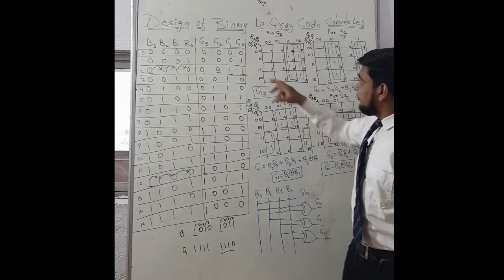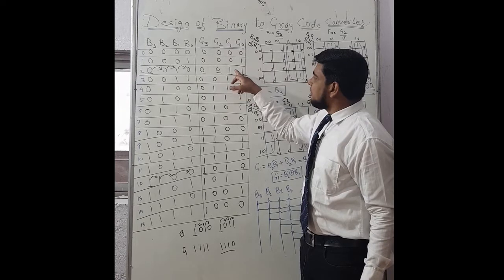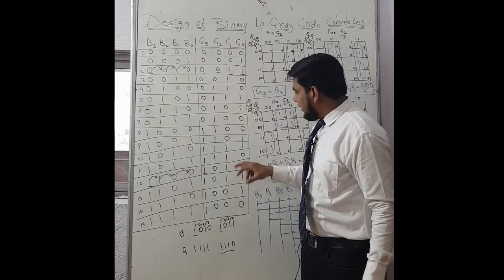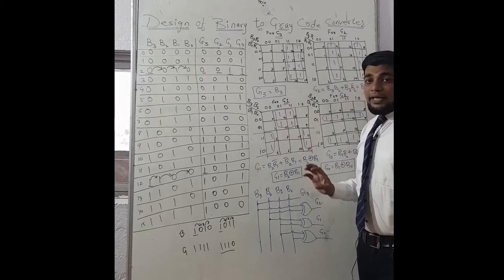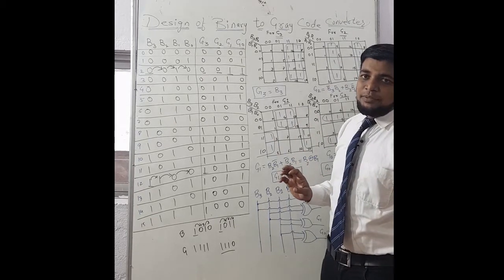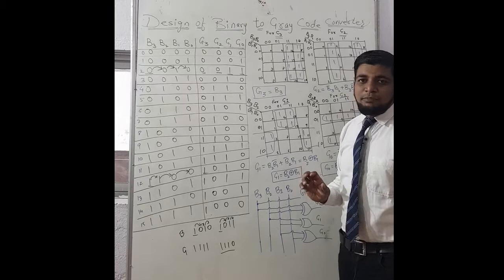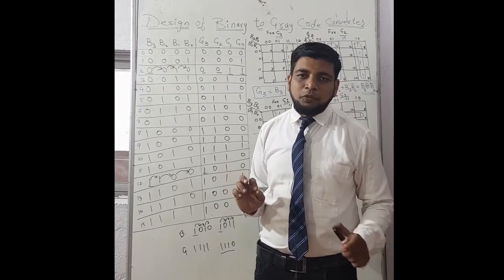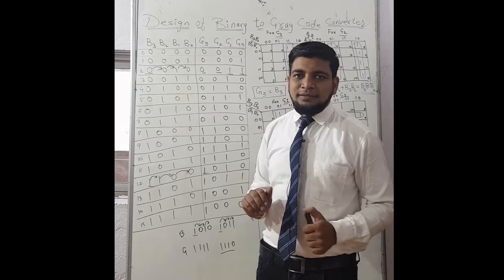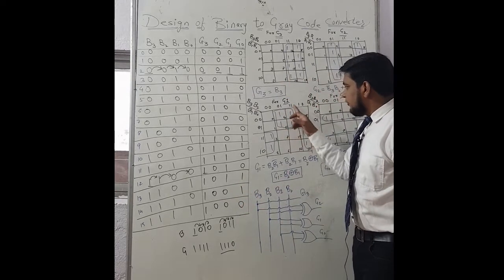Write down the output expression for G1. See the min terms 2, 3, 4, 5 and then 10, 11, 12, 13. Indicate the min terms in the particular cell numbers, then make the maximum number of groupings. Is it possible to make a group of 8? No, not possible. Is it possible to make a group of 4? Yes, possible. So we can make a group of 4 cells here.